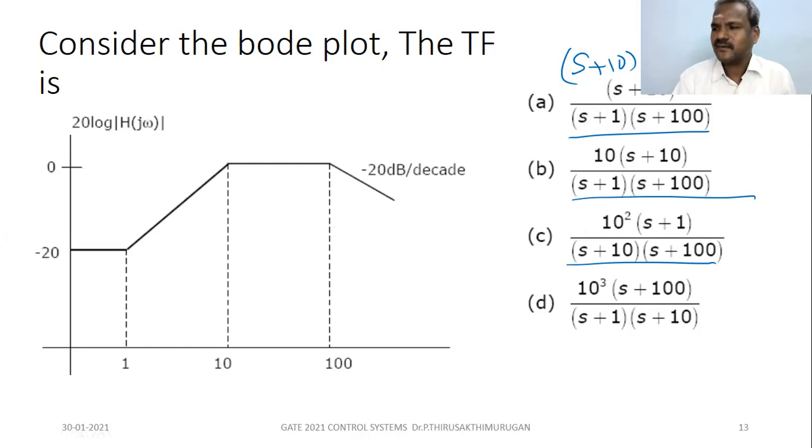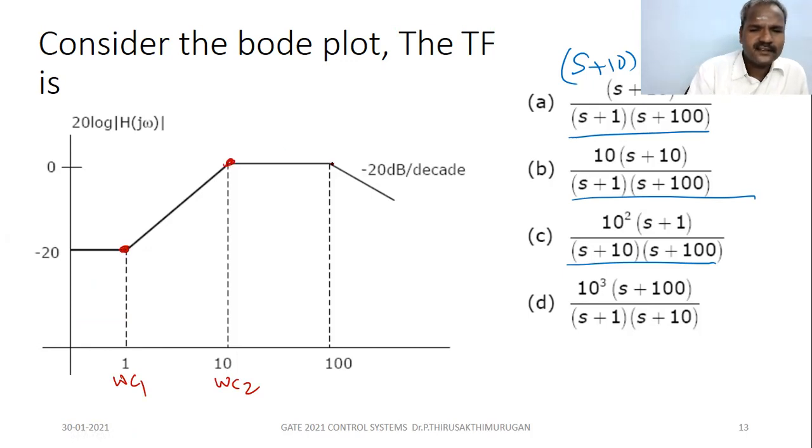See here, three denominator poles are the same. So the last one is only different, right? Let us find first the corner frequency values. What is the corner frequency here? So this is omega C1, then omega C2. Wherever the slope change occurs, those frequencies are called corner frequencies.